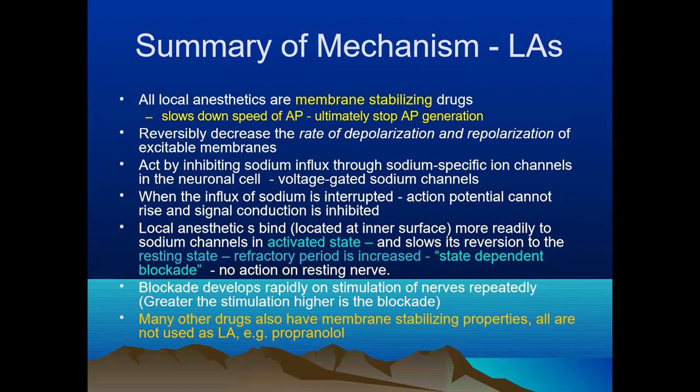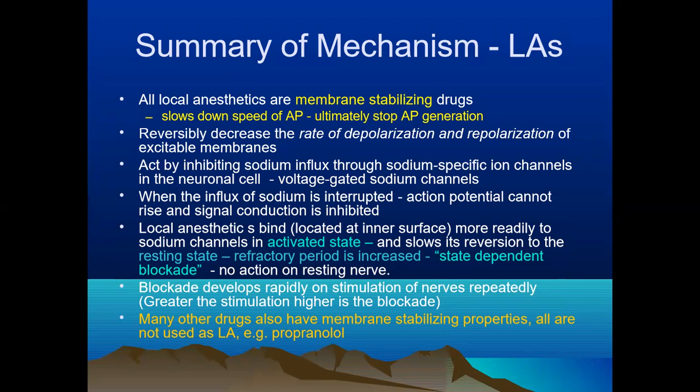So the summary of the mechanism of local anesthesia is that all local anesthetics are membrane-stabilizing drugs. That's one of the things you should understand. This slows down the speed of the action potential, ultimately stopping AP generation. They reversibly decrease the rate of depolarization and repolarization of excitable membranes, acting by inhibiting sodium influx through the sodium-specific ion channels in the neural cells, the voltage-gated sodium channels. When the influx of sodium is interrupted, the action potential cannot be generated and signal conduction is inhibited.